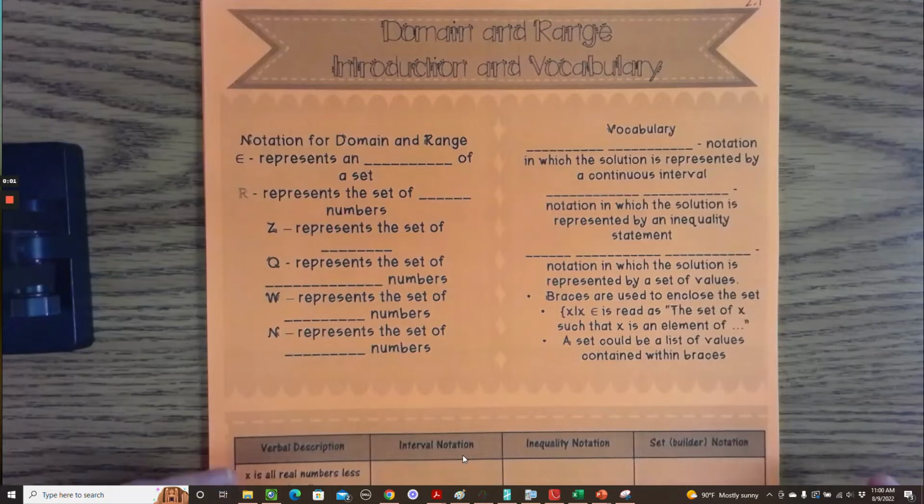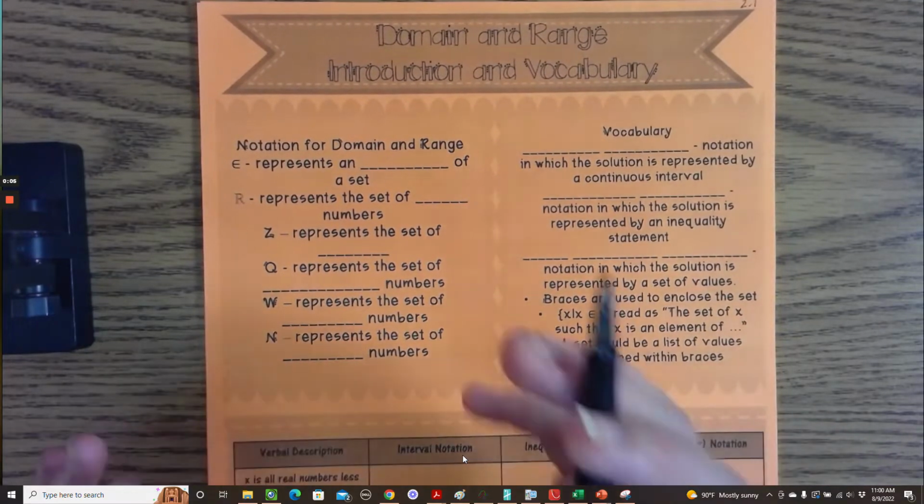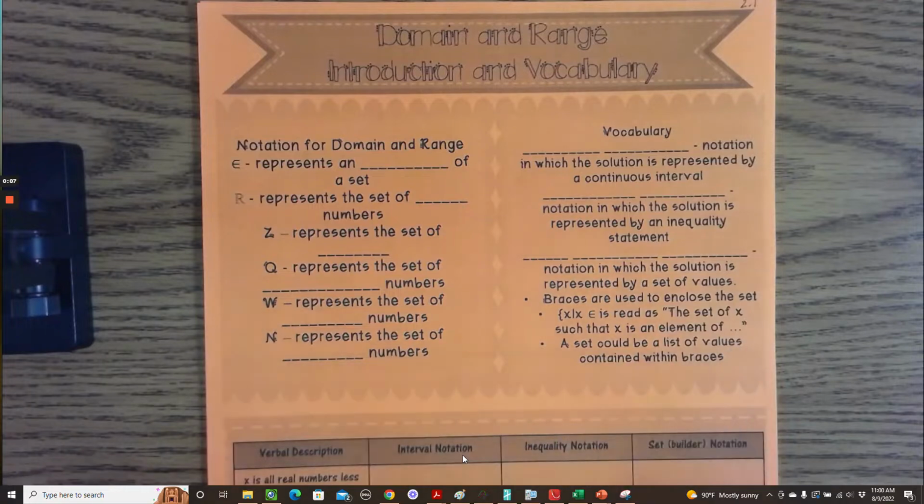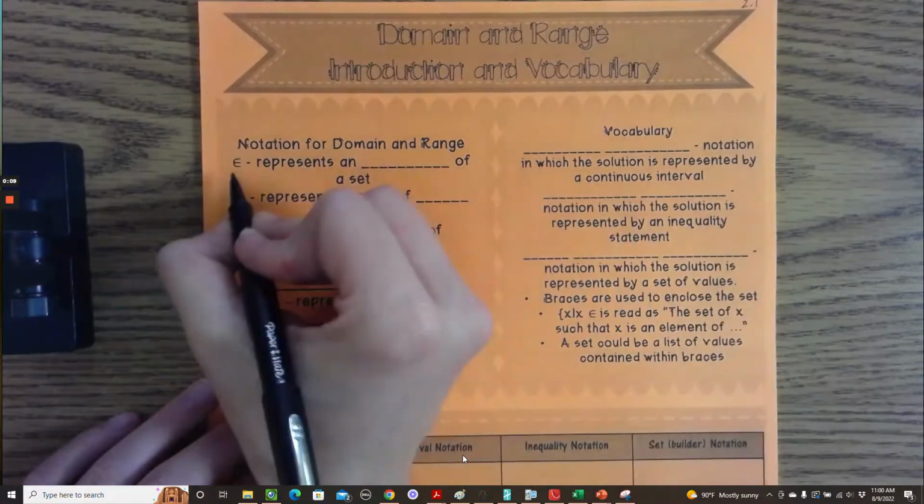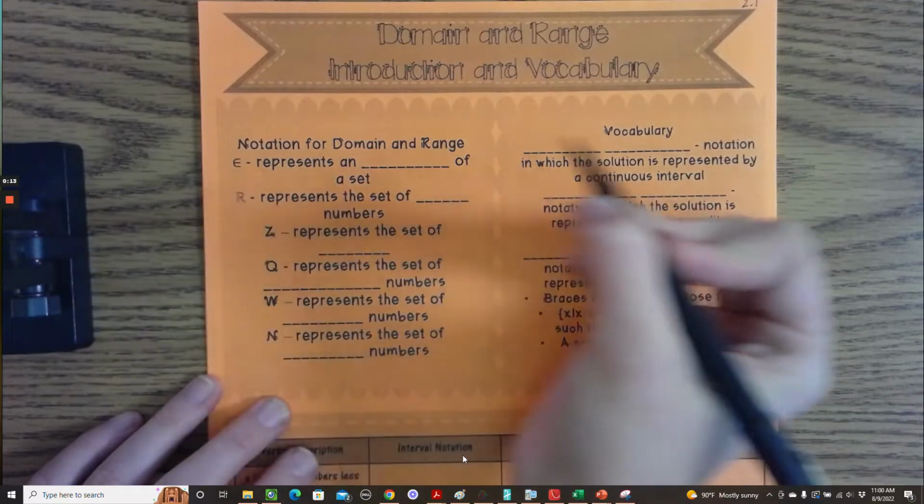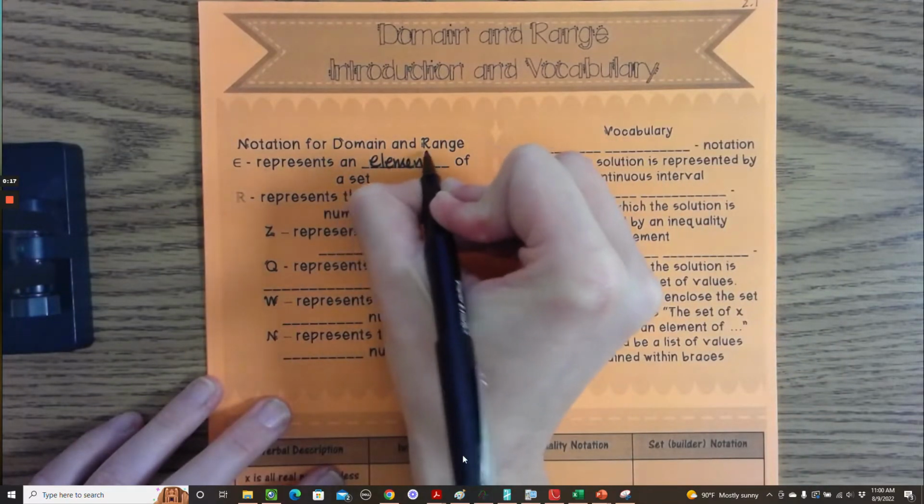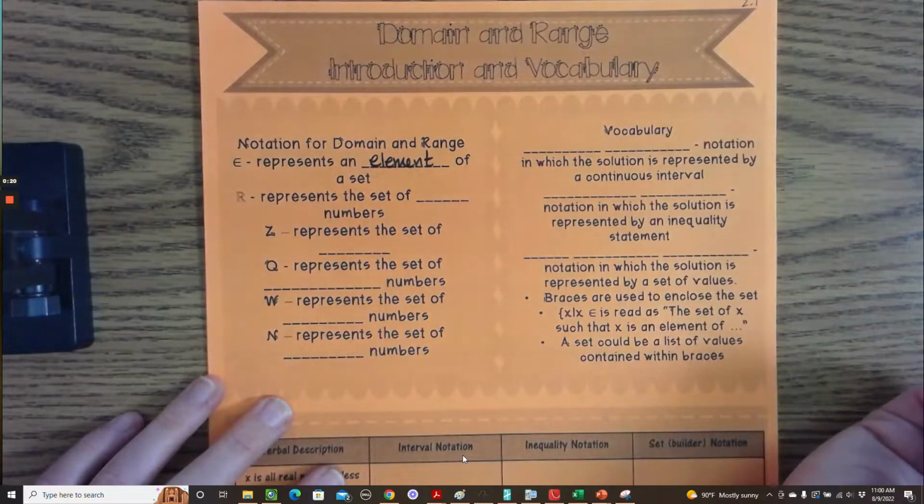This video is for the domain and range introduction and vocabulary notes. So the first thing we're going to start off with are some notations for domain and range. When you see this symbol right here, it kind of looks like a curved E. This represents an element of a set.